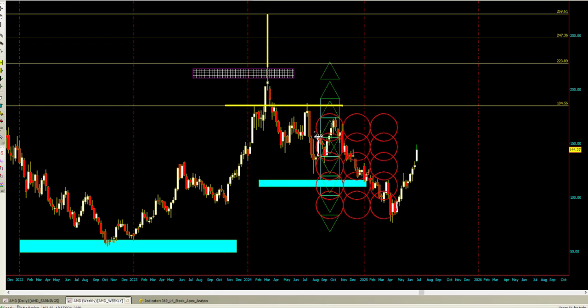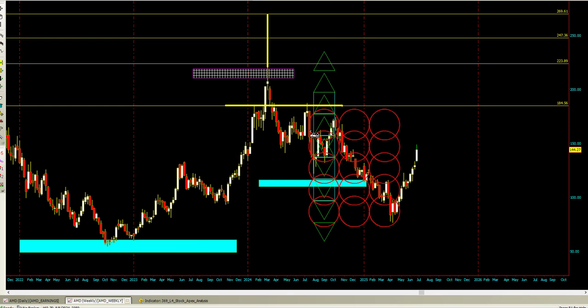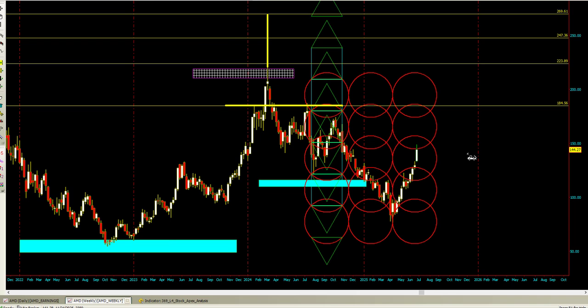Then we have downward moving elements. You can see here, a very big bar. Let's place this. Alright, so that's the tool. We have to place it on the biggest bar you can see.